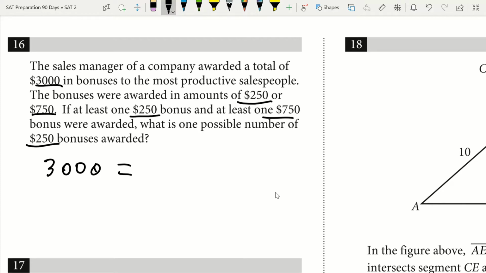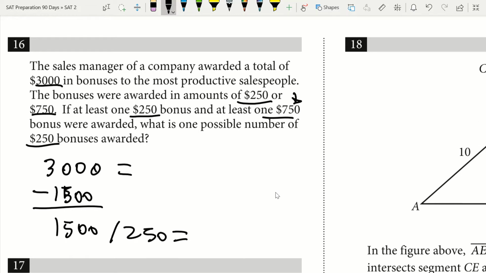Let's say that they did 2 $750 bonuses. 2 times 750 is going to give me 1,500. So that means I'll have 1,500 left to divide by the $250 bonuses we're giving out. And that's going to leave me with 6. So my answer there could be 6. There's a couple answer choices, but in this case we're going to go with 6 because that's what I decided.